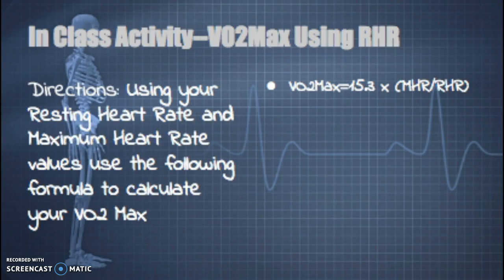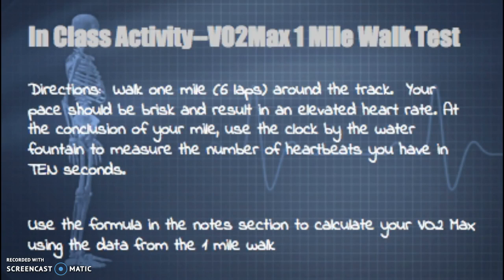So now that we know our resting heart rate, we can calculate our first VO2 max, okay? We're looking over here at this formula right here. 15.3 times your maximum heart rate divided by your resting heart rate. Easy, right? Okay, the second activity you're going to do is a 1 mile walk test.